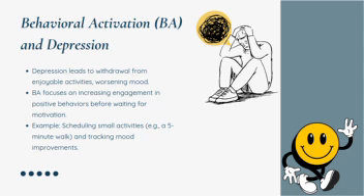So, for example, a client who has stopped exercising due to depression might start with a 5-minute walk and gradually build up over time. Even small efforts can create a positive feedback loop that improves mood.